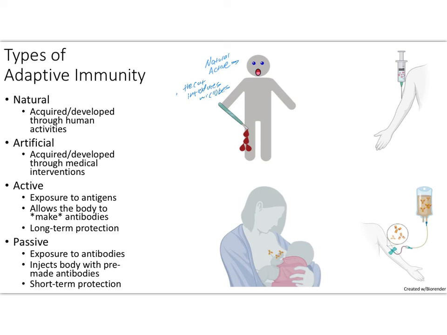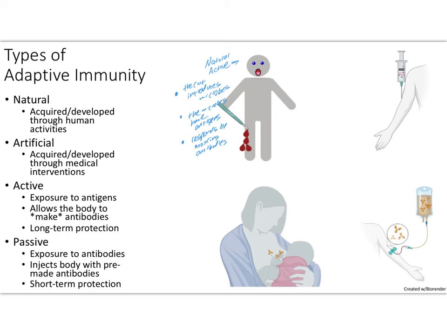So the cut that they got introduces some microbes. The microbes have antigens. And this person's body is going to respond by making antibodies. So that's one of the key things about active immunity: we are exposed to the antigen and we make the antibodies. The next type that we'll focus on is natural passive.